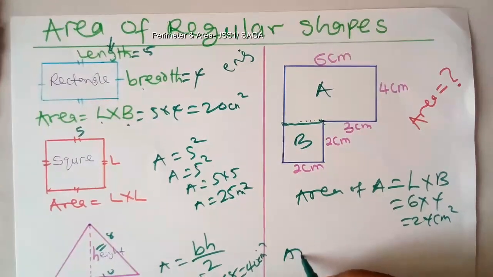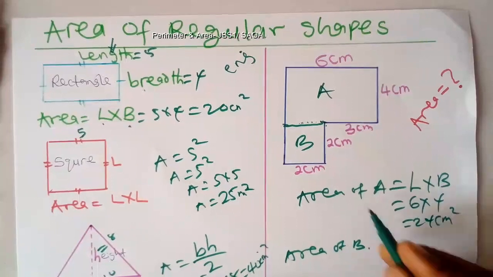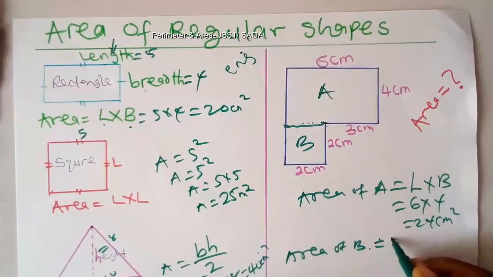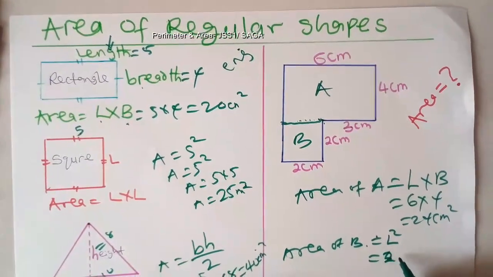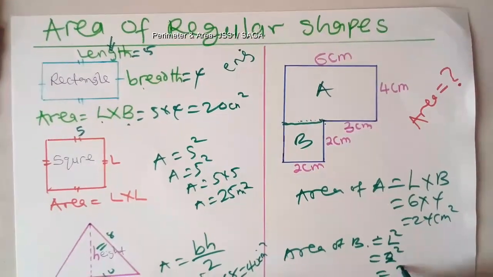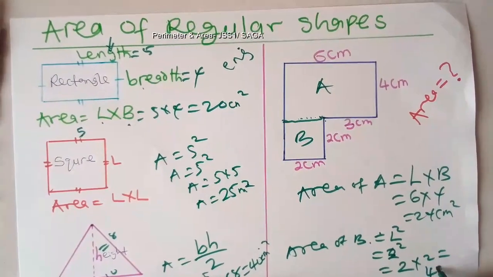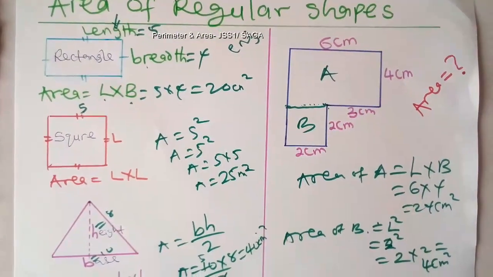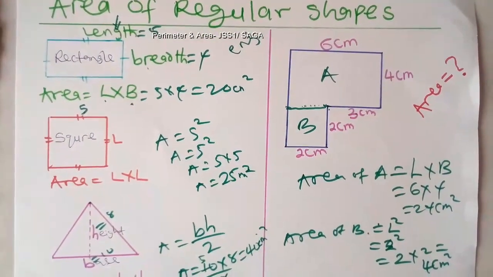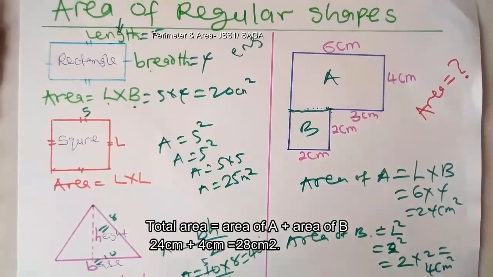The second one, area of B, the second shape is a square. That means area of a square is L square. So we now have 2 square, that is 2 times 2, that is 4 centimeter square. Now the total area is the area of the rectangle and that of the square, that is 24 plus 4, which is 28.